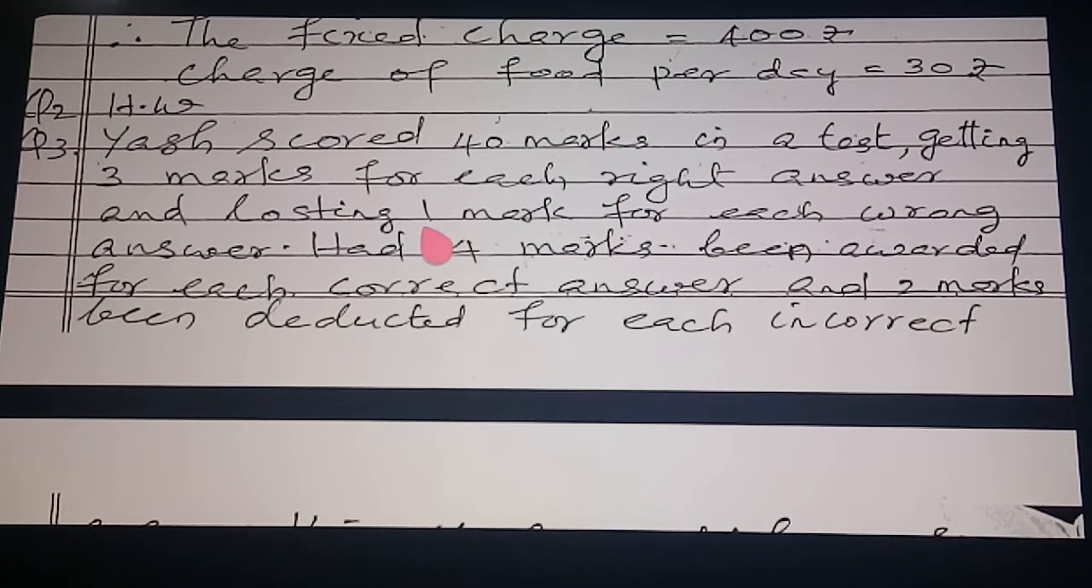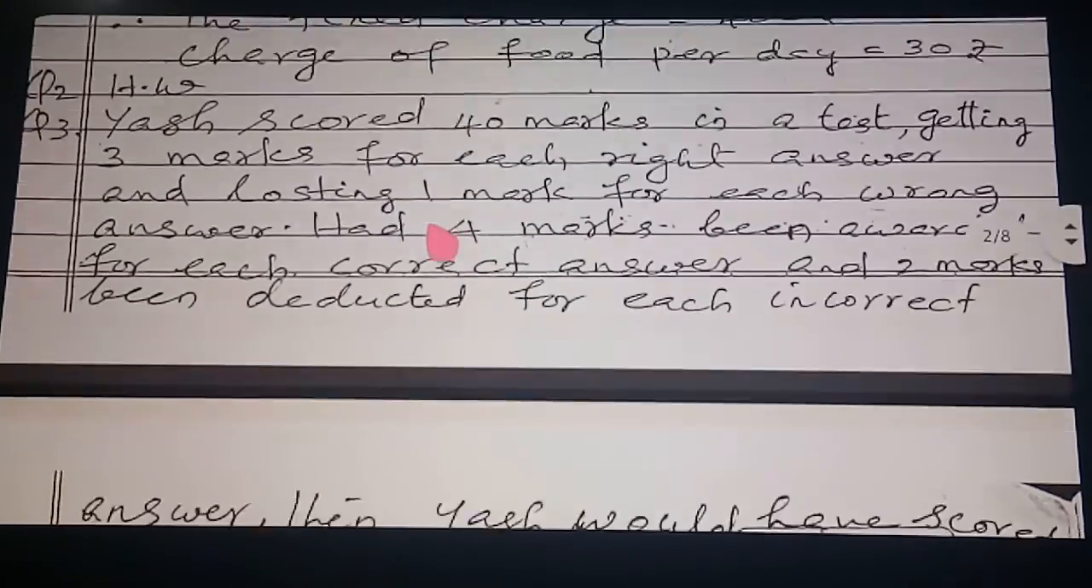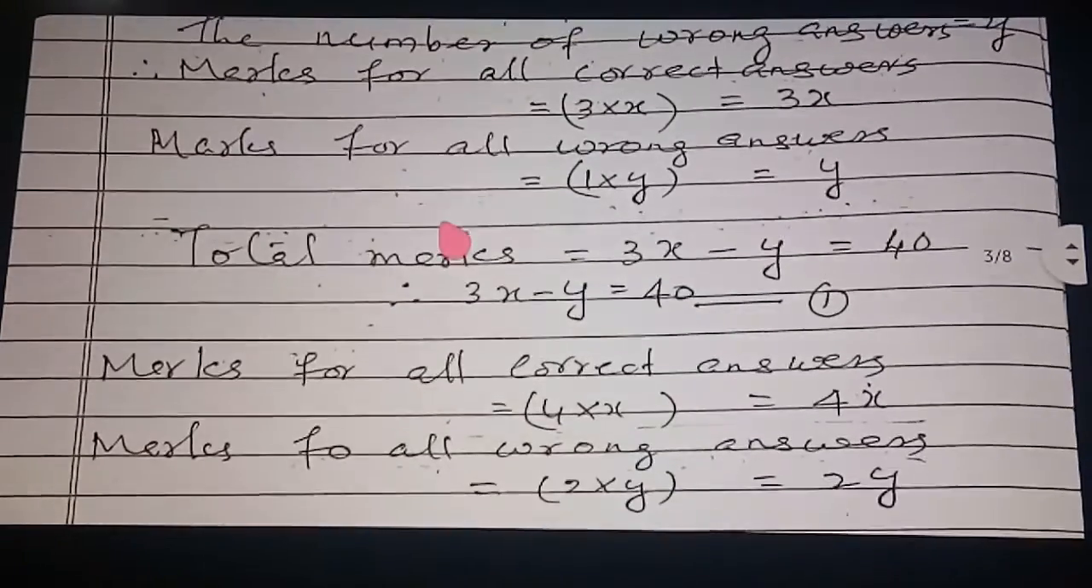Okay, and losing how many marks? 1 mark for the wrong answer. So how many wrong answers? Y come, then how many marks go? 1y goes. 2 wrong answers come, how many marks will go? 2y will go. Okay, total how many marks scored at that time? 40 marks. Did you get the question clear? Yes. Now we can come to the answer in detail.